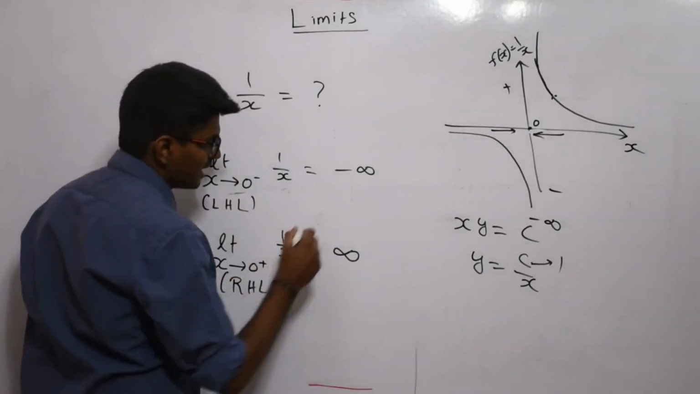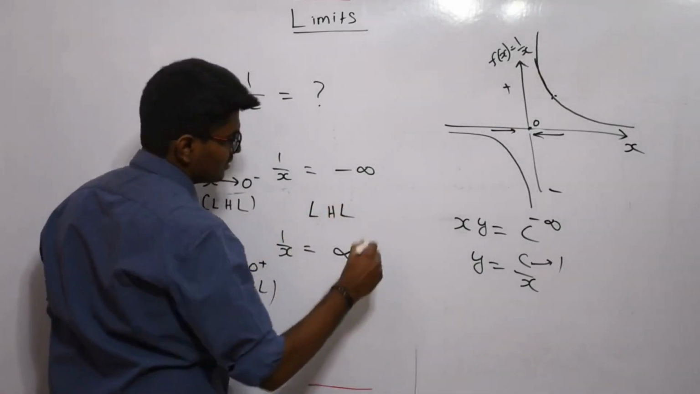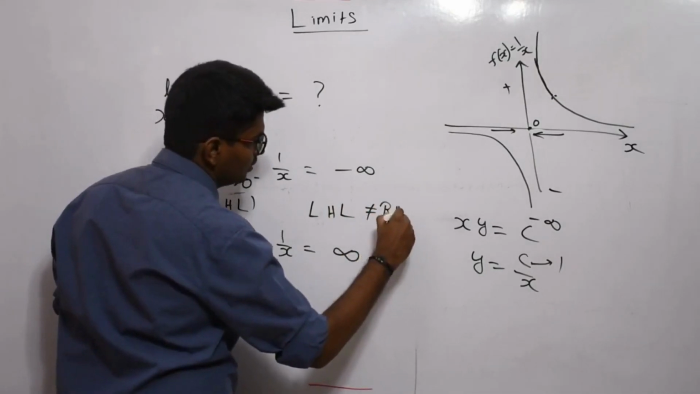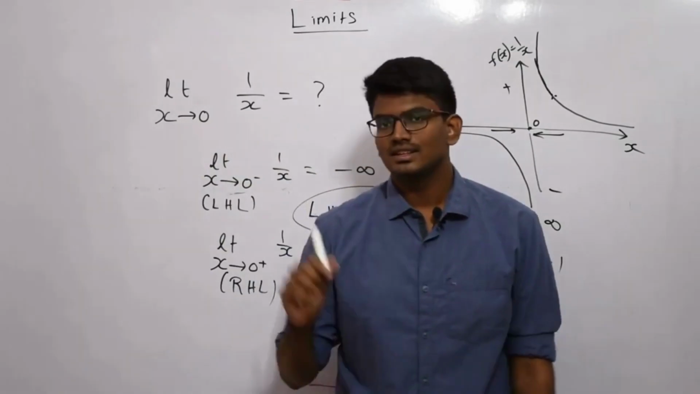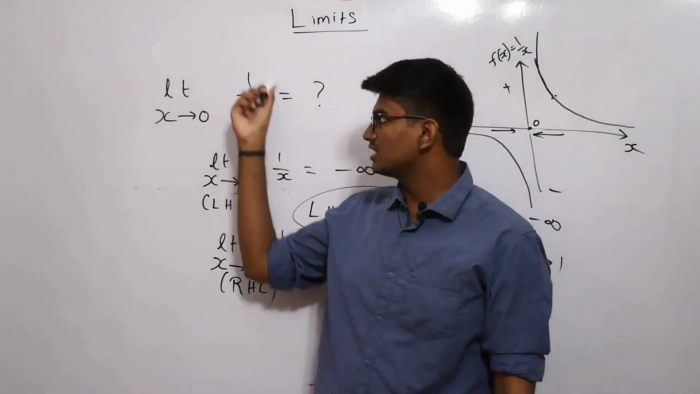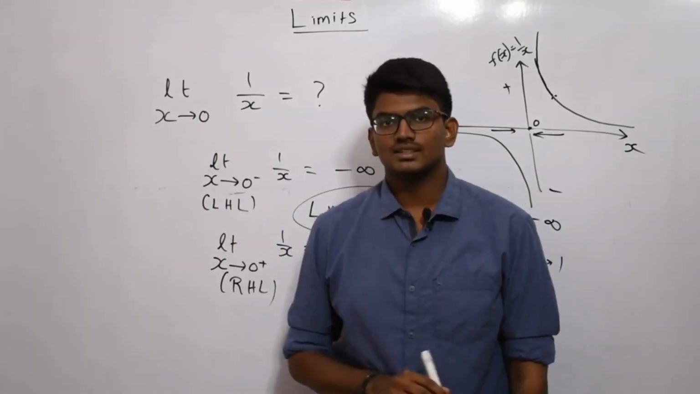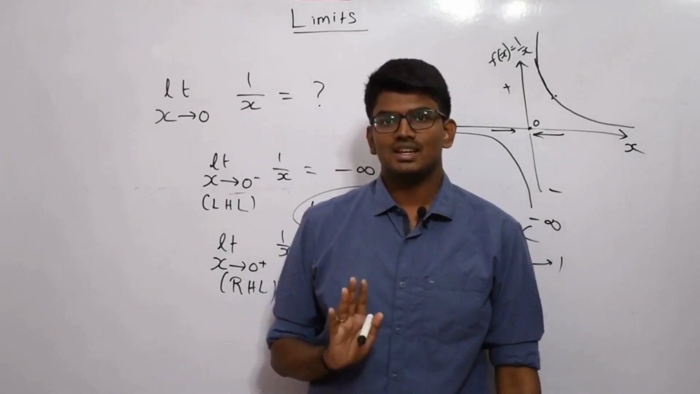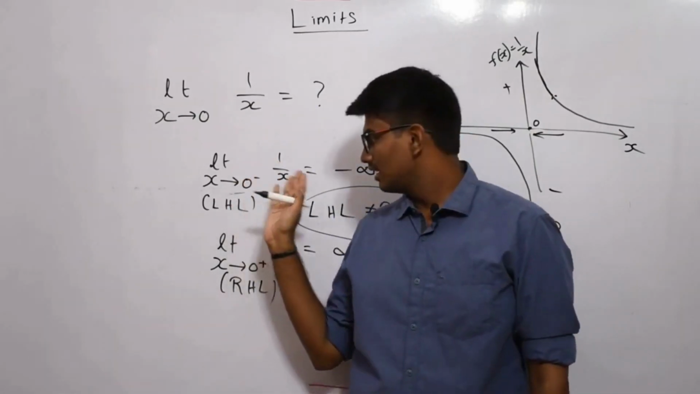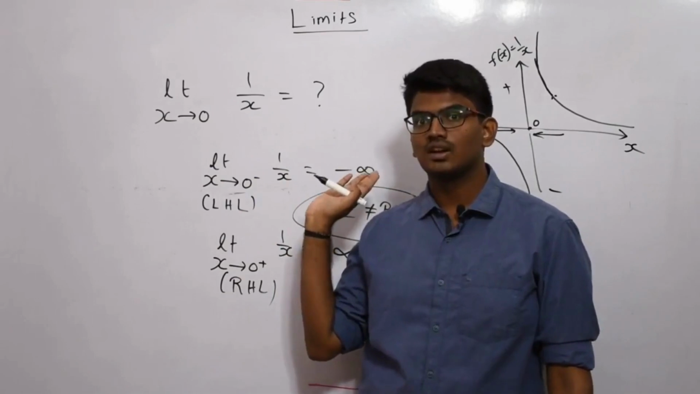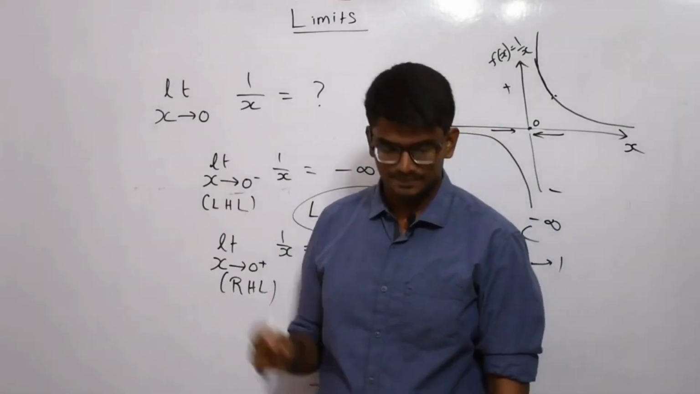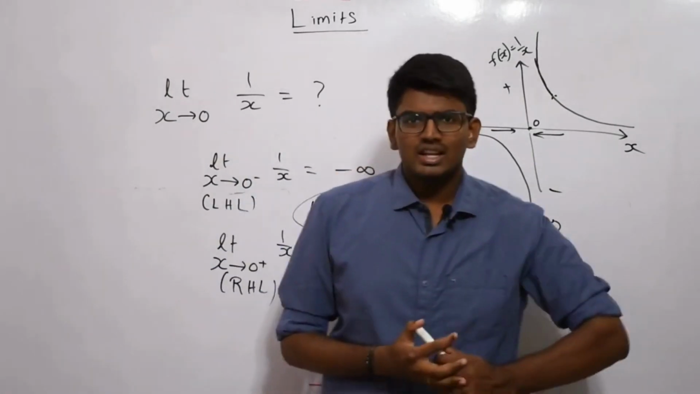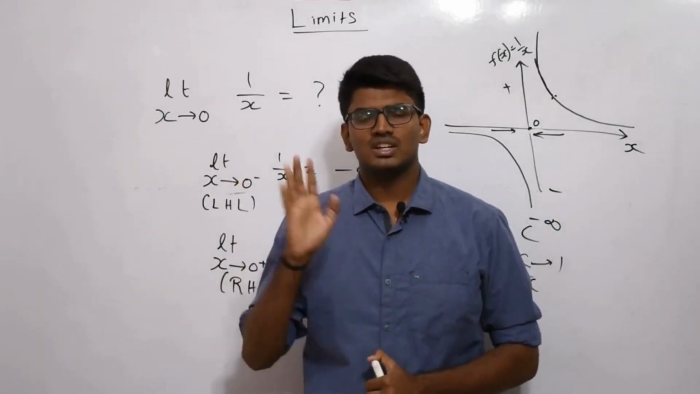So in this case, the left hand limit is not equal to the right hand limit, so obviously for this function the limit doesn't exist. It's a simple theory: the limit exists when the left hand limit and the right hand limit are the same. If both of them are not the same, then the limit doesn't exist. There is no need to do all this in your GATE examination.